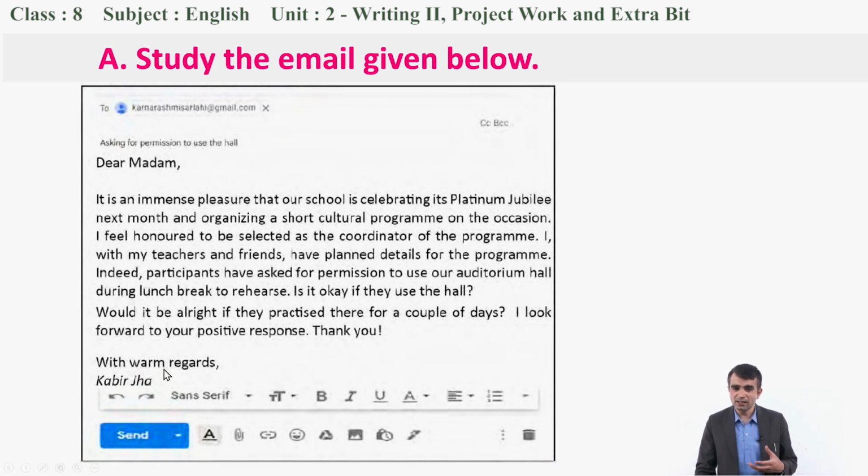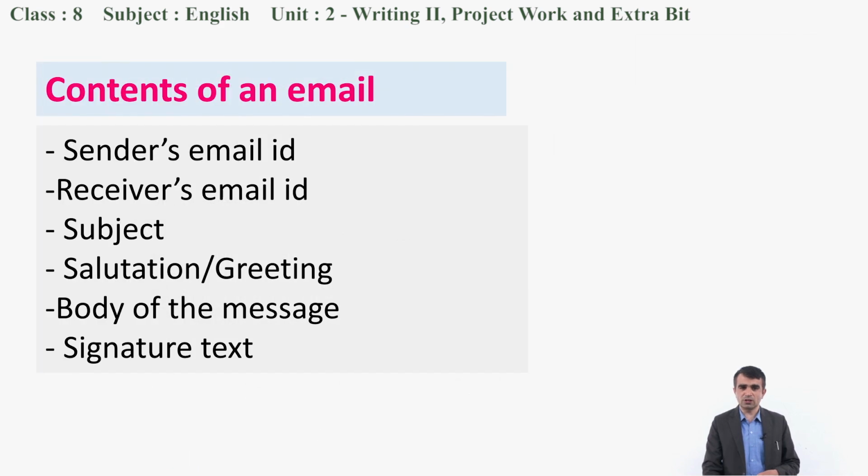Well, who is Kabir Jha? Do you know this? Yes. I feel honored to be selected as coordinator of the program. Now, he is the coordinator of the program. Next, later, you are going to write a response to it. So, you should know why he has written. Okay? Well, now, let's talk about the structure of an email.